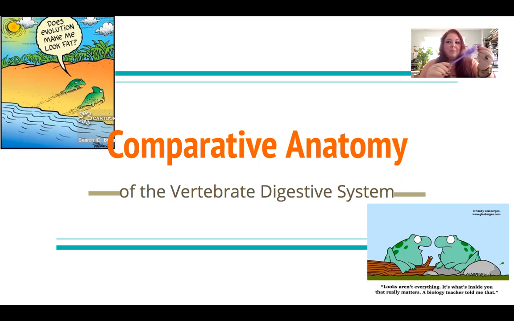And I have actually pictures of all the different digestive systems of the animals you would have done in class. So you'll still be able to get a chance to see that.